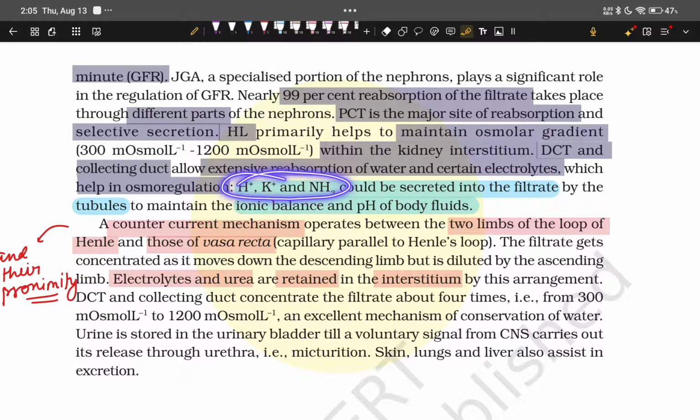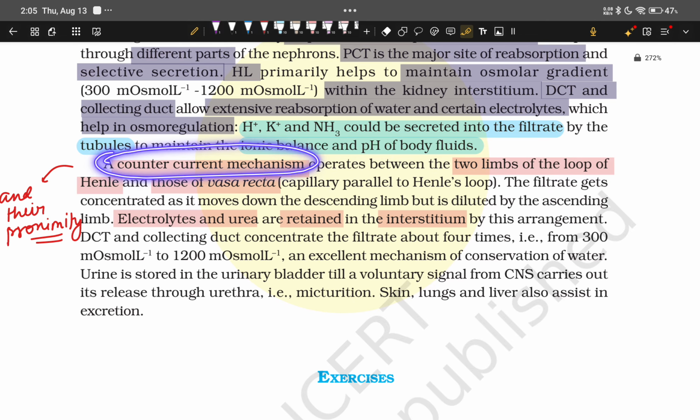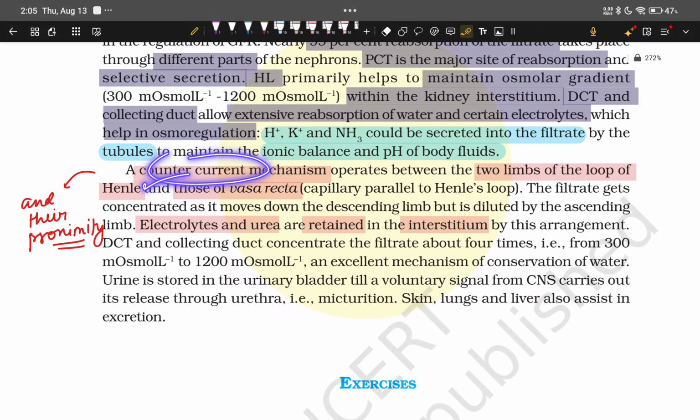And H plus, K plus, and NH3 are secreted into the filtrate, and then removed out of the body with the filtrate. Why is it done? It is done to maintain ionic and pH balance. Then countercurrent mechanism operates between the two limbs of loop of Henle and those of vasa recta. And then electrolytes and urea are retained in the interstitium by this arrangement. Countercurrent mechanism is not only in loop of Henle or vasa recta but also in their proximity.